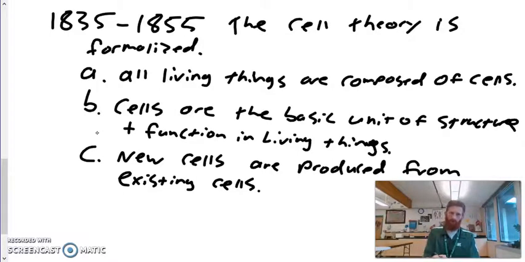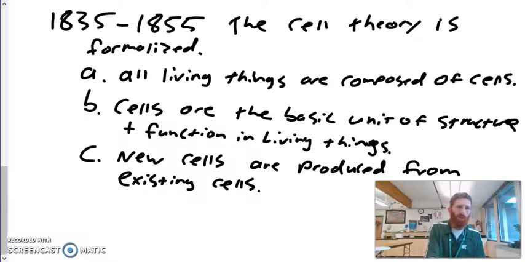And then number 3, letter C, new cells are always produced from existing cells. So that's the third tenet of the cell theory. So if you're in second period, make sure that you have written that down. If you're in sixth period, make sure that you have that written down. Hopefully sixth period already has it written down.